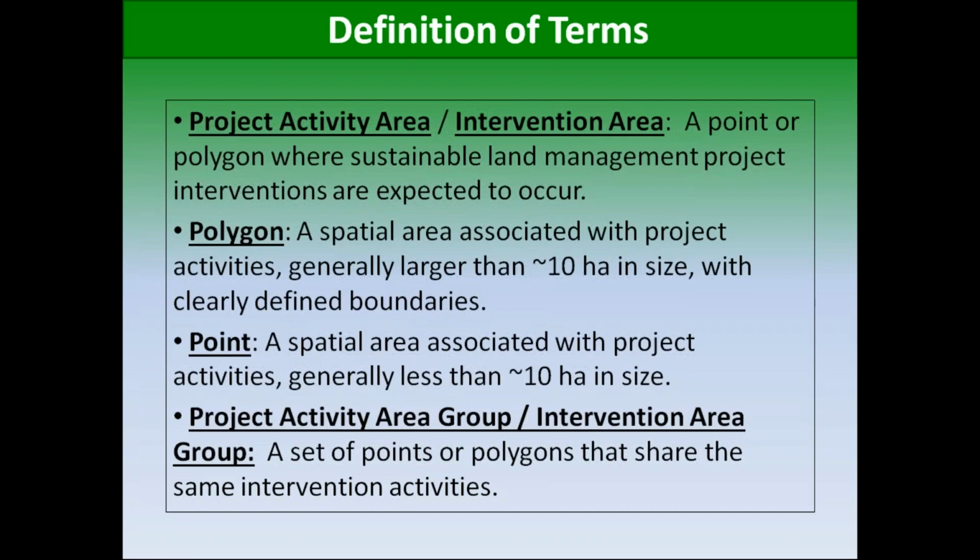Again, we'll just go over these definitions quickly. So project activity area, intervention area, is where you're actually going to be making a change. Polygon is greater than 10 hectares, a point less than 10 hectares.